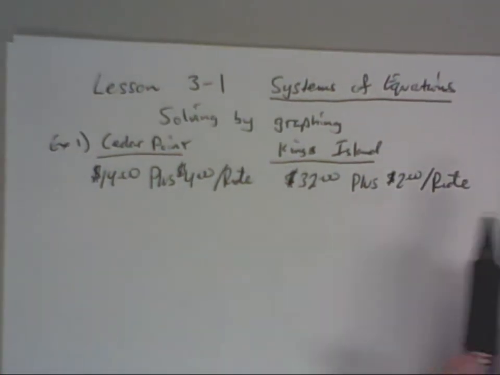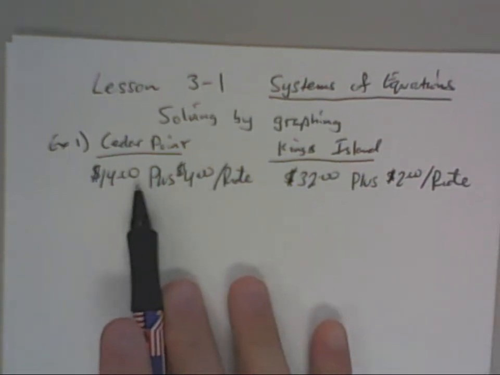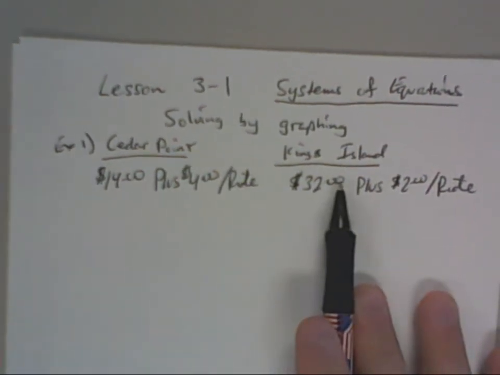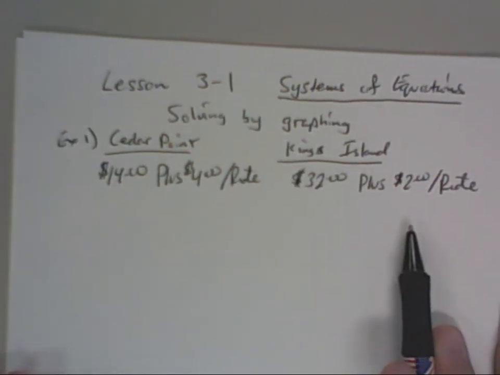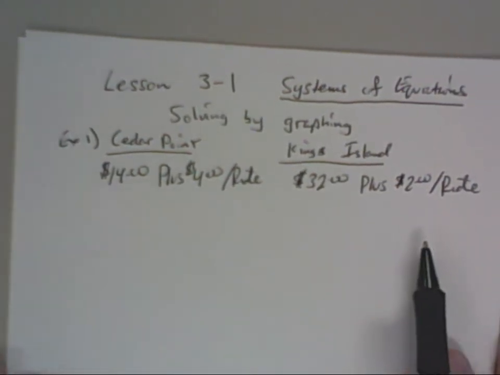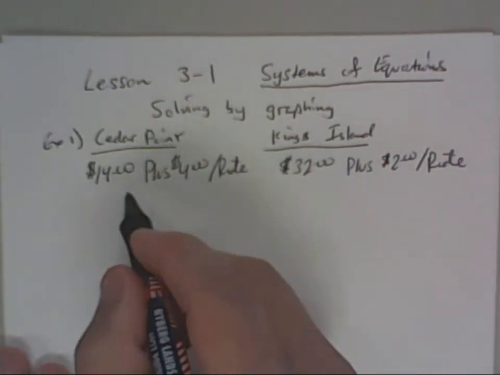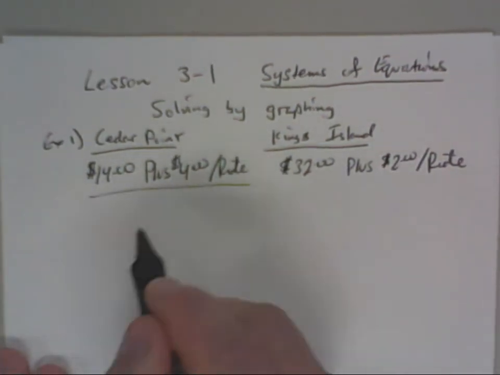And what we would want to do is figure out when is it more advantageous for us to go to Cedar Point, when is it more advantageous to go to Kings Island, and then ultimately when would it be the same price for both places. And so one of the things that you're going to be asked to do is to be able to write an equation for both of these.